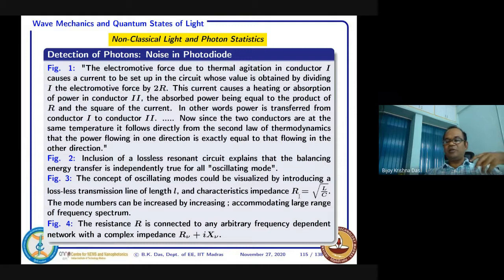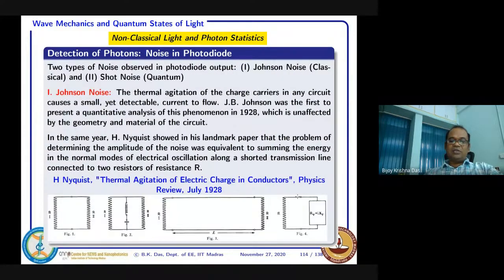If you have studied your electromagnetic theory, transmission line, that impedance is square root of L by C, right? So that is your characteristic impedance. So any wave, any energy will flow from conductor 1 to conductor 2 without any loss in the path.